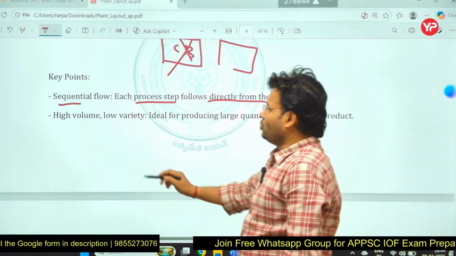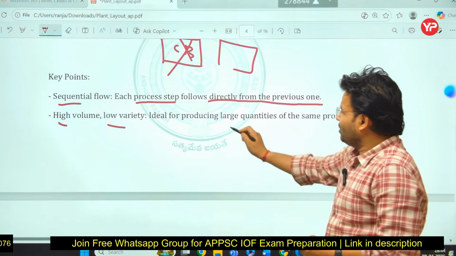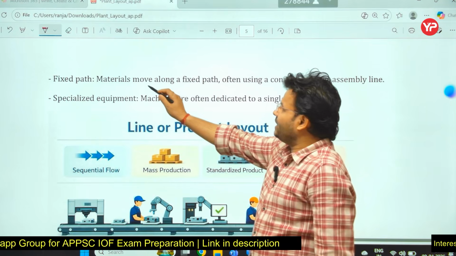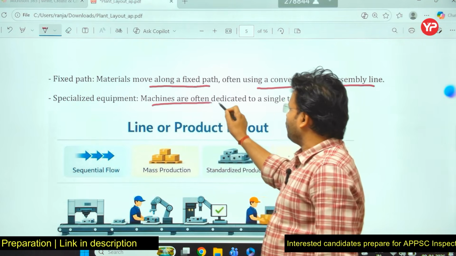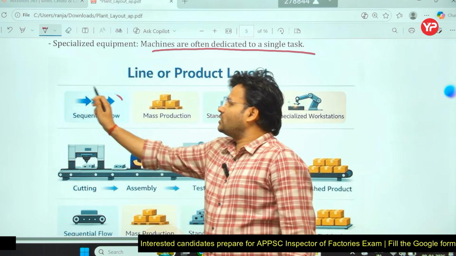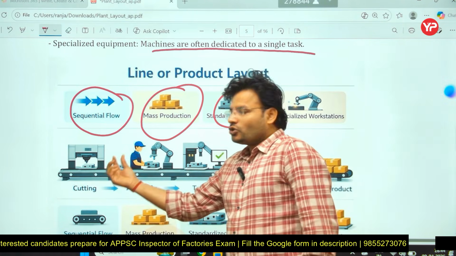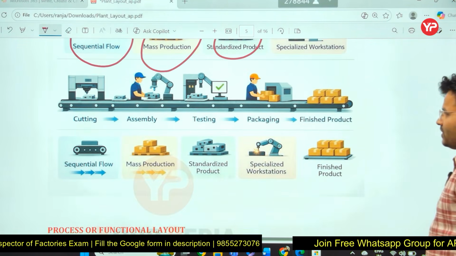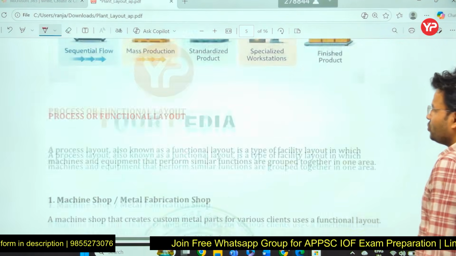High volume, as I told you, high volume, low variety. Low variety means you have to change things very little, with a large quantity of the same product, for that you are going to prefer this layout. Fixed path: material moves along a fixed path, often using a conveyor belt or assembly line. Specialized equipment: machines are often dedicated to a single task. This is sequential flow, mass production, obviously with a standard product. Here you do cutting, then assembling, then testing, then packaging, and after that you get the finished product. Keep that point in mind. I will come to it in the question part, then we will see.